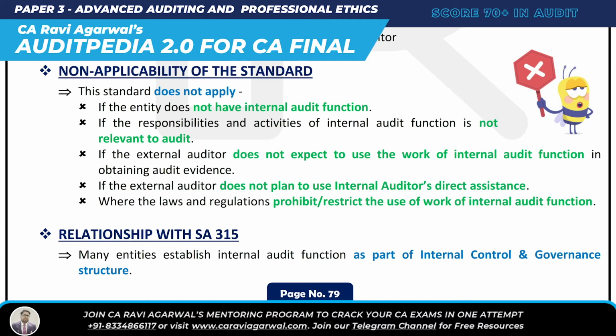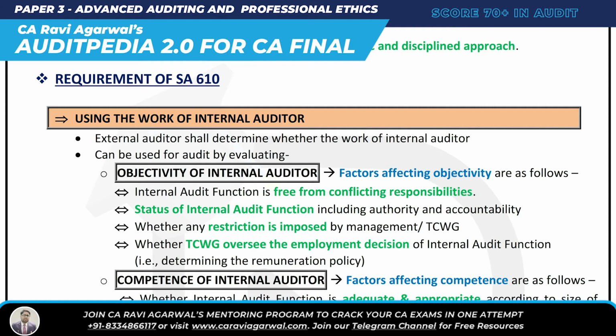Relationships, I told you, so simple: you gain the knowledge and experience of the internal audit function so that it can inform the external auditor's understanding of the entity and its environment, and the identification and assessment of risks of material misstatement. Now the next is the requirement of 610. What is the requirement of 610? Can you tell me? So simple.